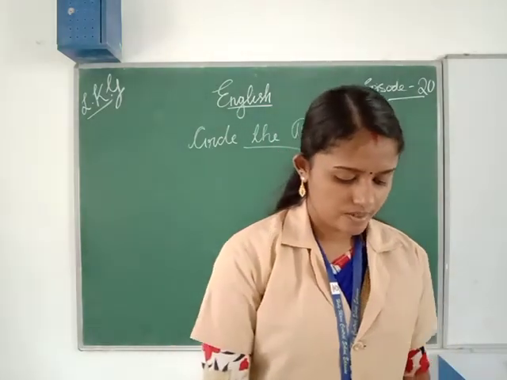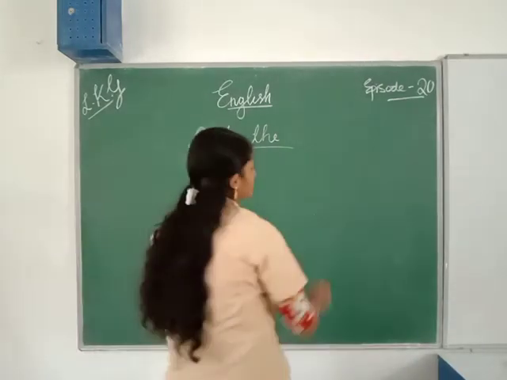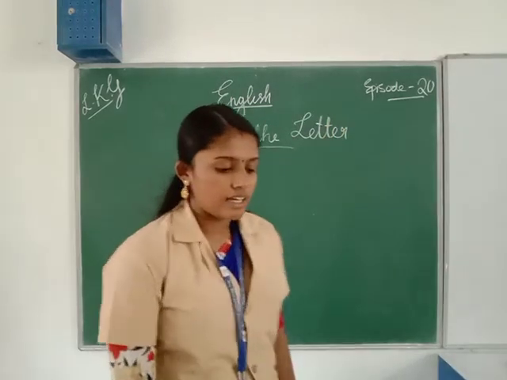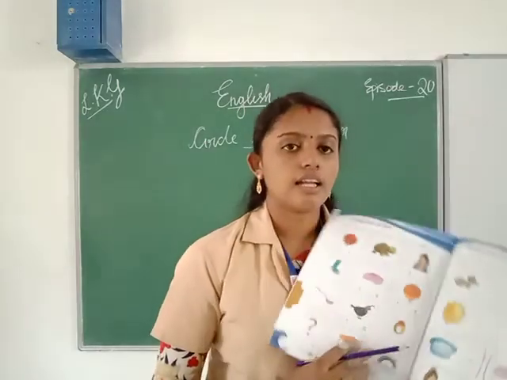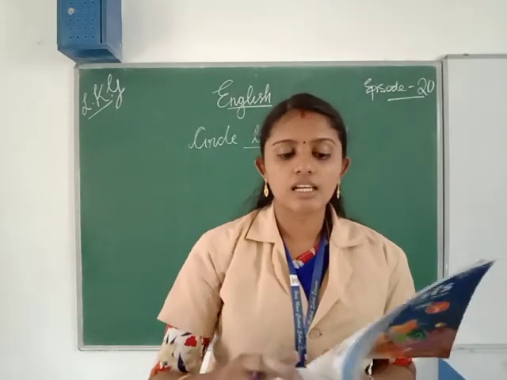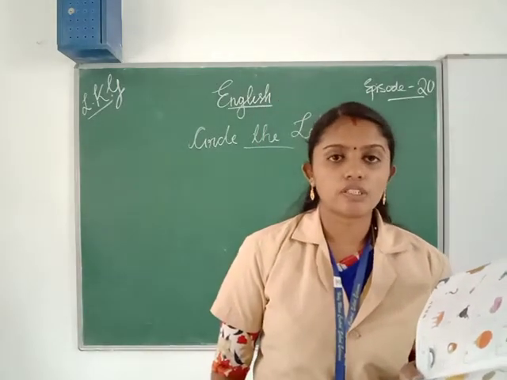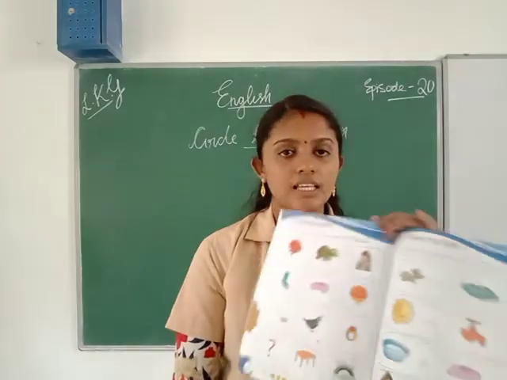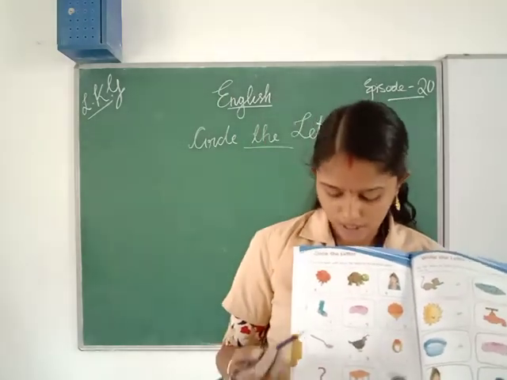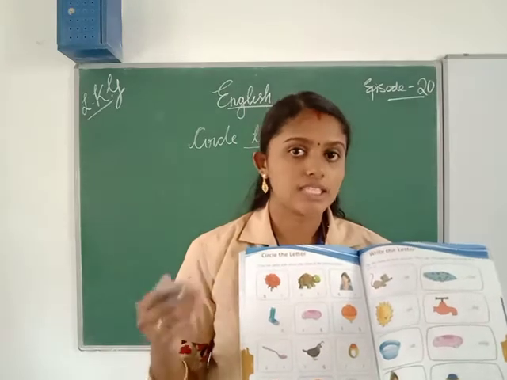Next one. Then next, circle the letter. Listen. Circle the letter with which the name of the picture begins. Now, we have the pictures and the first letters. Circle the letter with which it begins. Begin sound. Begin letter. That is circle.